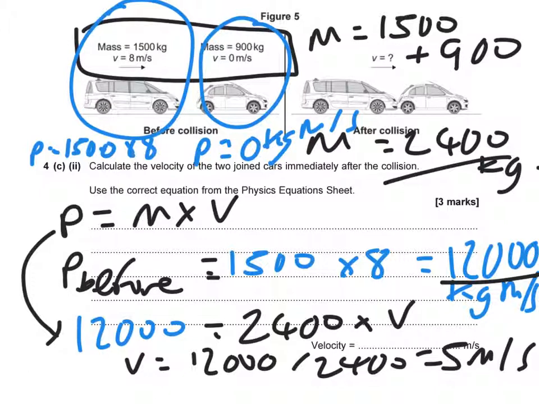In terms of where you get the marks, the first mark is for getting the momentum before as 12,000, that's 1 mark. For getting the mass is 2,400 is another, and finally getting the idea that it's 5 meters per second overall is a third mark, for the 3 marks of the question.